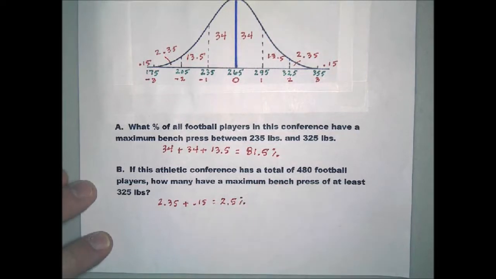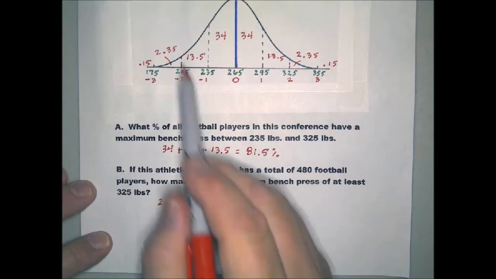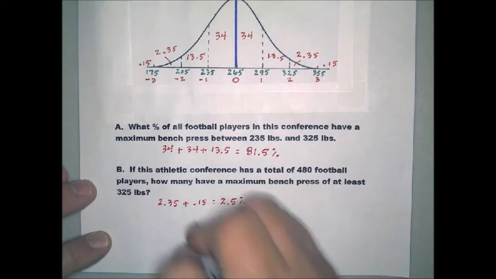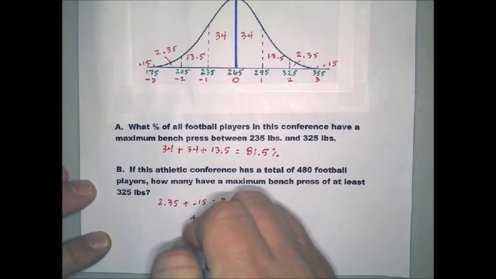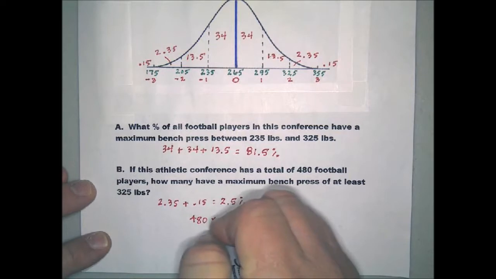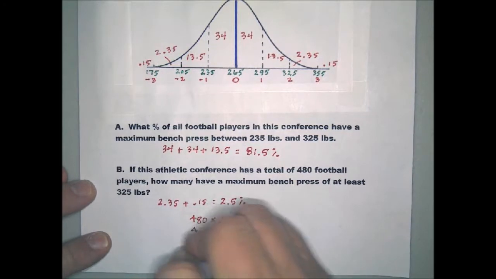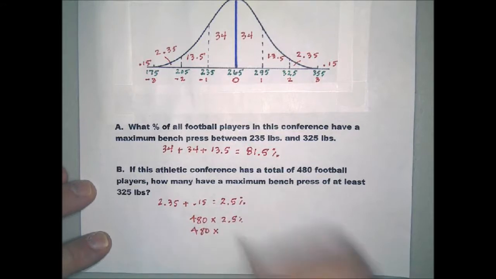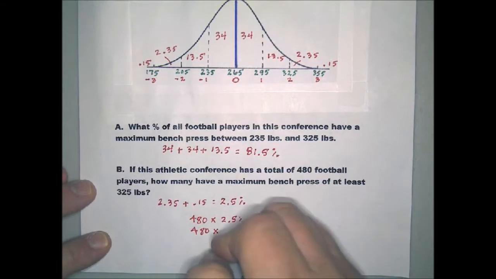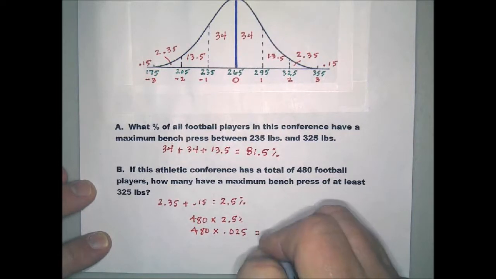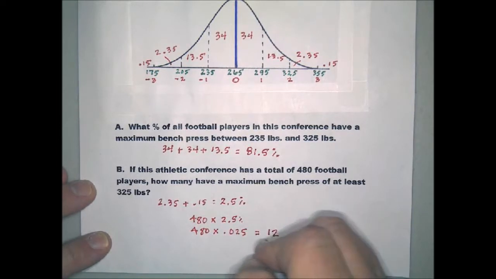But that's not the question. The question was how many. So if this distribution represented 480 football players, what we have to do is take 480 and find 2.5% of it, which is 480 times 0.025, which equals 12. And that would be our answer.